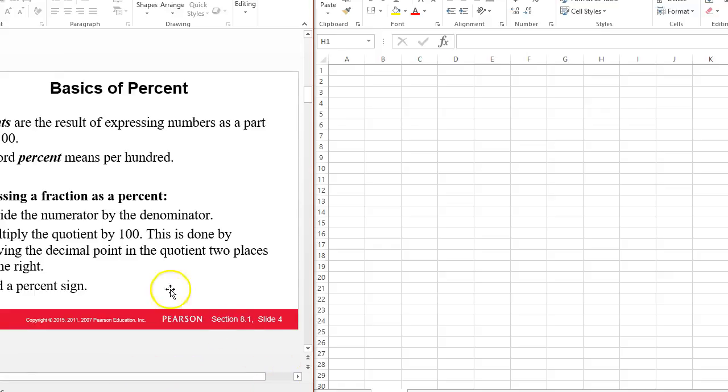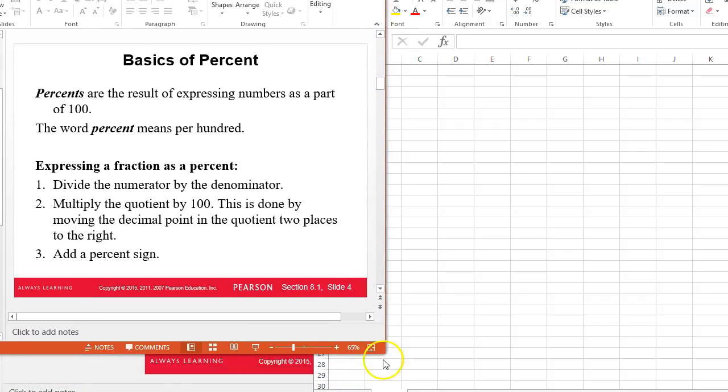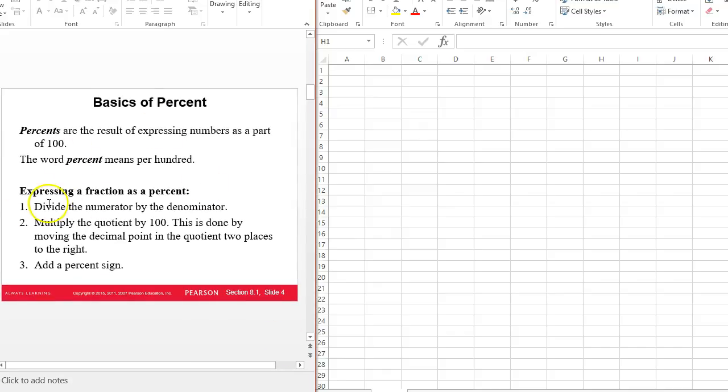So what I want to do here is, let me actually make this a little smaller as well. I want to use the different formulas that are here and show you how to do that in Excel, so that what you just type into Excel will already have a calculation done for you.